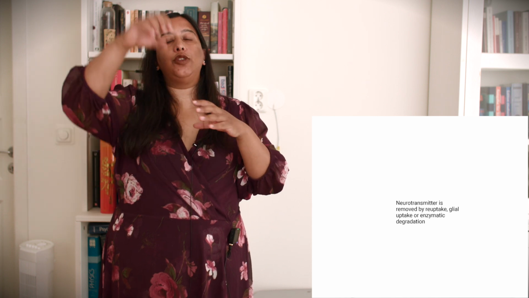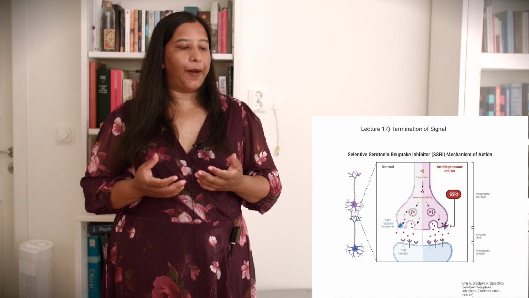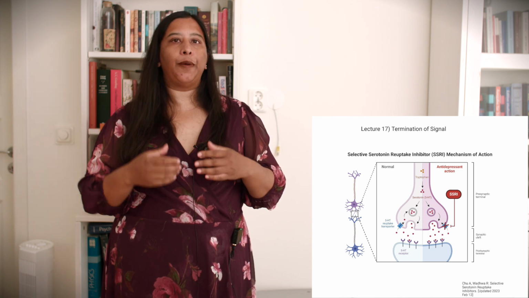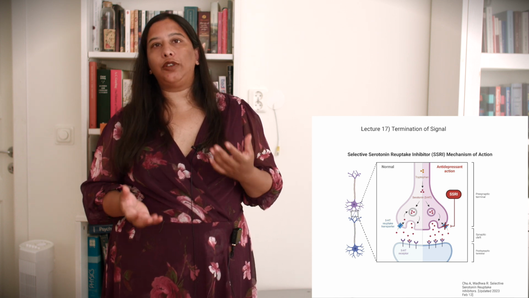And finally, the signal has to be stopped. So the signal is stopped by removal of neurotransmitter, either by reuptake into the presynaptic neuron from which it just came, or glial uptake, where the neurotransmitter diffuses away from the synaptic cleft and is taken up by astrocytes, or enzymatic degradation. And one example of inhibition of presynaptic uptake are selective serotonin reuptake inhibitors, which are used in the case of depression.